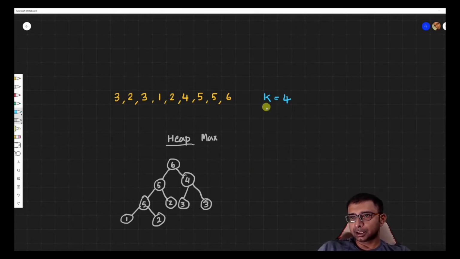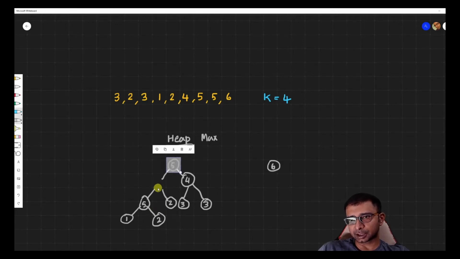Now we need the fourth highest element, right? Now if I start popping out from the heap, what will happen? 6 will be popped out first, right? So I pop out 6, and what happens when the 6 is removed? 5 and 4 compete to become the parent, right? So 5 wins. 5 is a clear winner over here. So 5 gets promoted to the top.